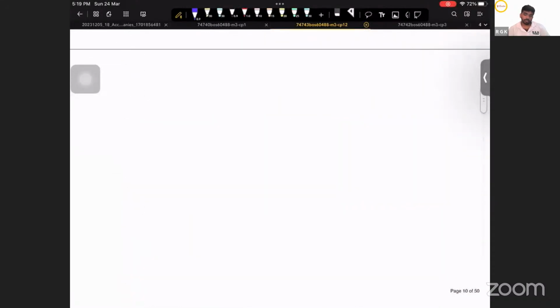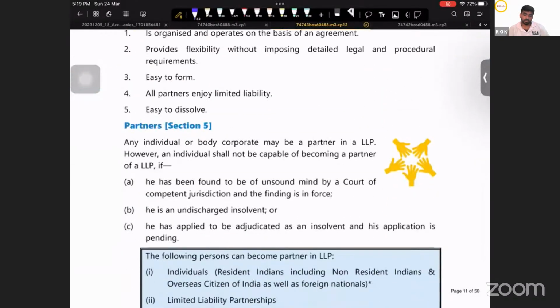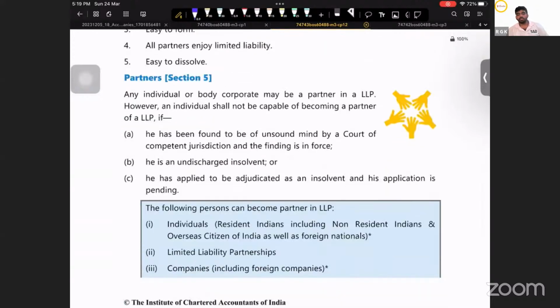Now getting into further things, all these characteristics you can learn by heart, not an important thing. Partners, who can be a partner in LLP? Any individual or body corporate may be a partner in LLP. Body corporate means a company incorporated outside India, LLP incorporated outside India. All these things are called body corporates. So any of them can be a partner in LLP.